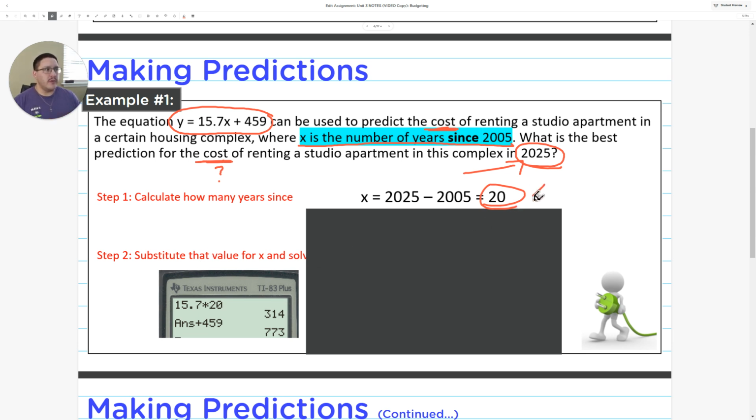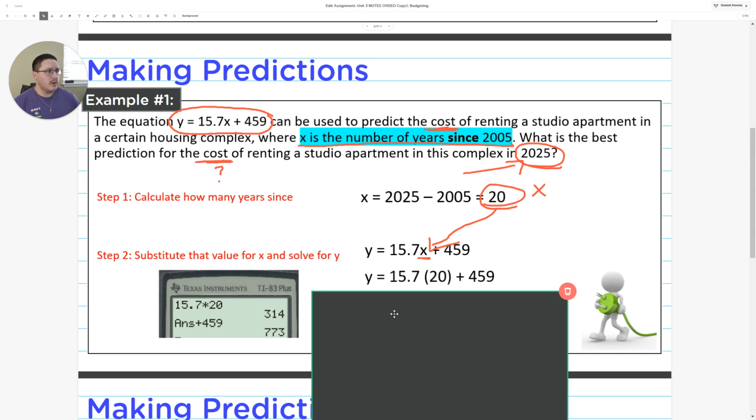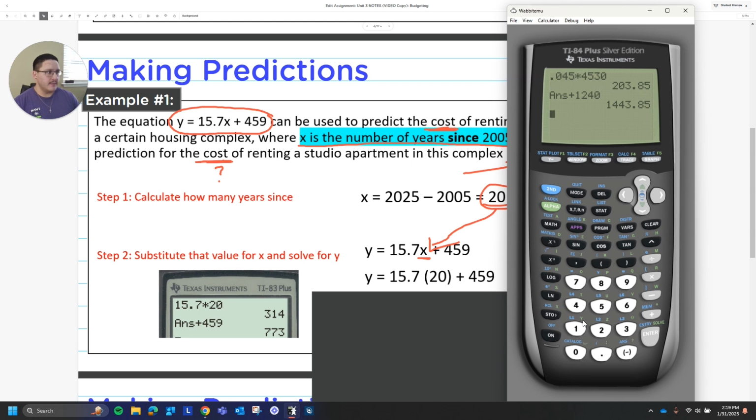Now we're going to substitute this x value into the equation and solve. So again, the equation y equals 15.7x plus 459 represents the cost of renting the studio apartment at a certain housing complex. X, in this case, is 20. So we have 15.7 times 20 plus 459. And we type that in. We get $773 per month.